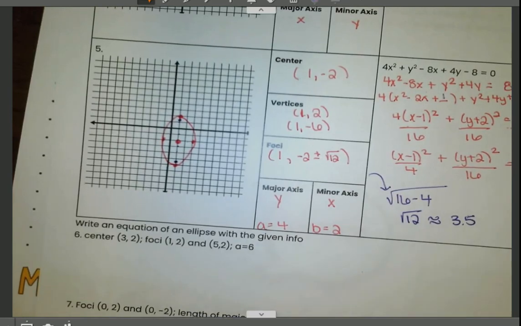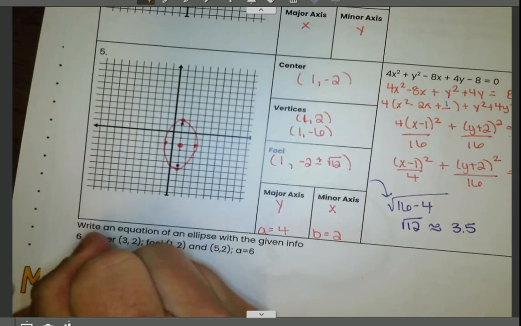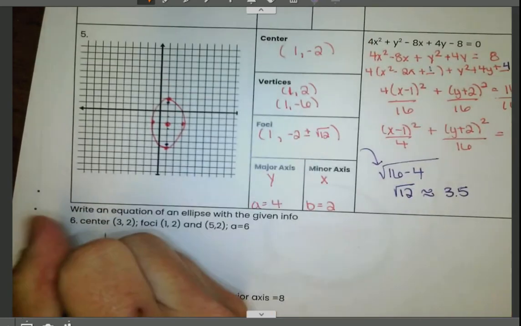Okay, let's look at another example. We've got a center, both foci, and our major axis. So we're going to want to sketch.